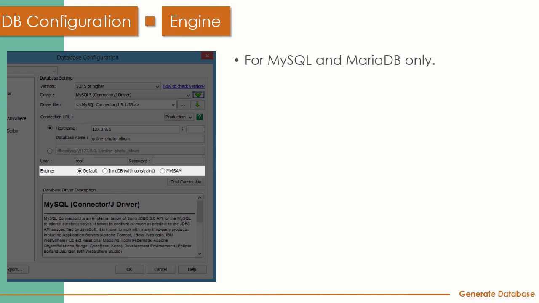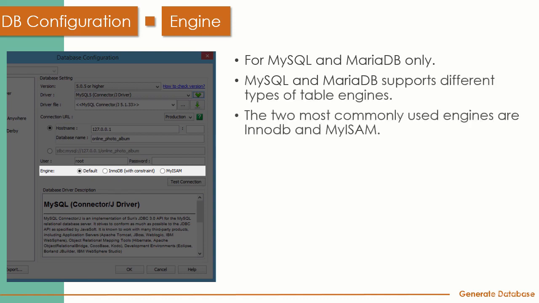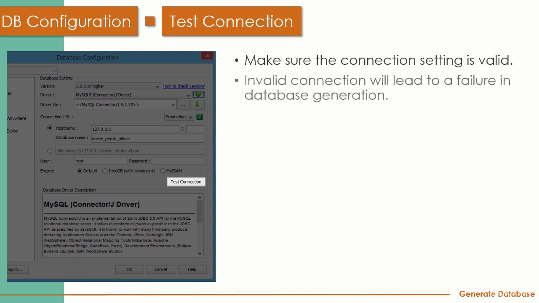You may see the engine if you use MySQL or MariaDB, and you pick the right engine to use. The most commonly used engine is InnoDB. We suggest to use InnoDB. It has foreign key support, constraint support. Then you can click the test connection to test. Make sure the connection value you're filling is correct. If you haven't tested the connection, then when you generate and export the database, you will get the error message.